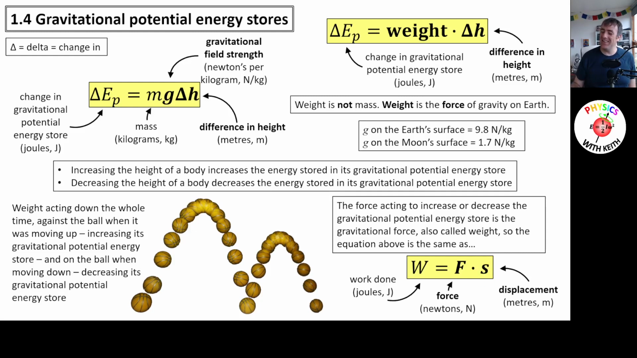So S is our displacement. It can also be thought of as our difference in height. If we ascend, our difference in height is a positive one. If we descend, our difference in height is a negative one. So we can use that little triangle, delta, to mean a difference. That's the Greek letter capital delta, and it means a change in. So we're changing the height of the object. That is changing its position.